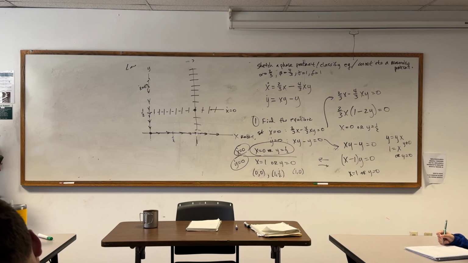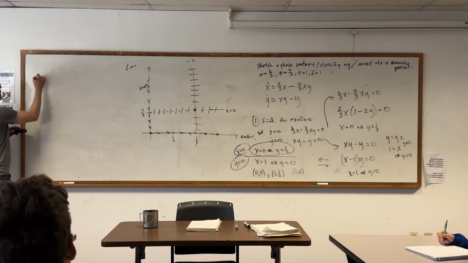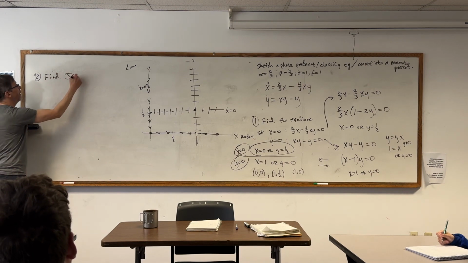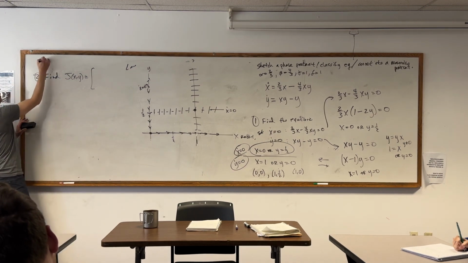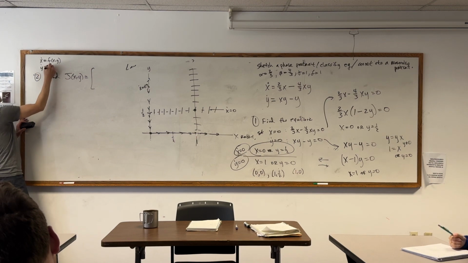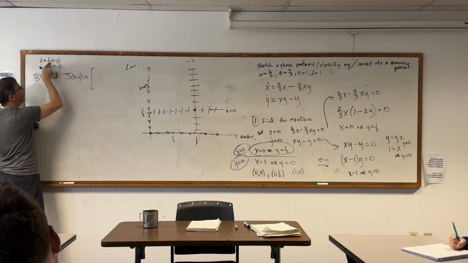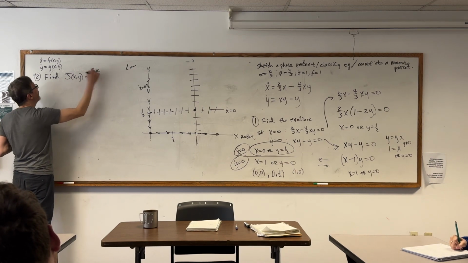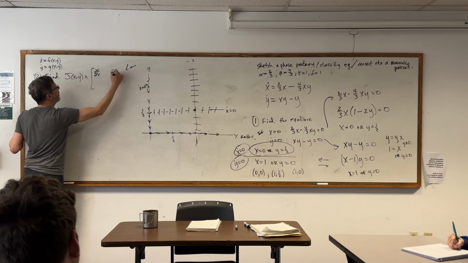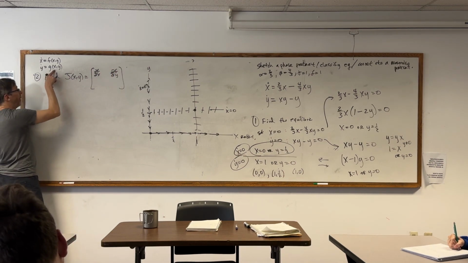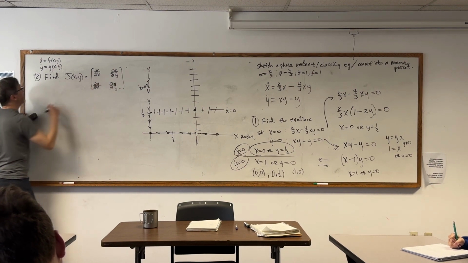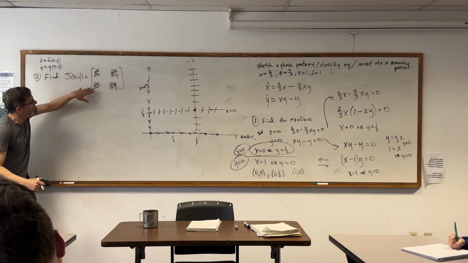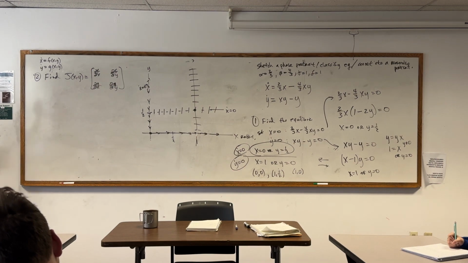So step 2 is find the Jacobian. The Jacobian is this matrix that is, let me get a little notation. If I have x dot is that equation and y dot is that equation, the Jacobian is first partial of f with respect to x, first partial of f with respect to y, and then first partial of g with respect to x, first partial of g with respect to y. Notice how they're lined up. The x dot stuff is on the top row, the y dot stuff is on the bottom row. First column is with respect to x, second column is with respect to y.